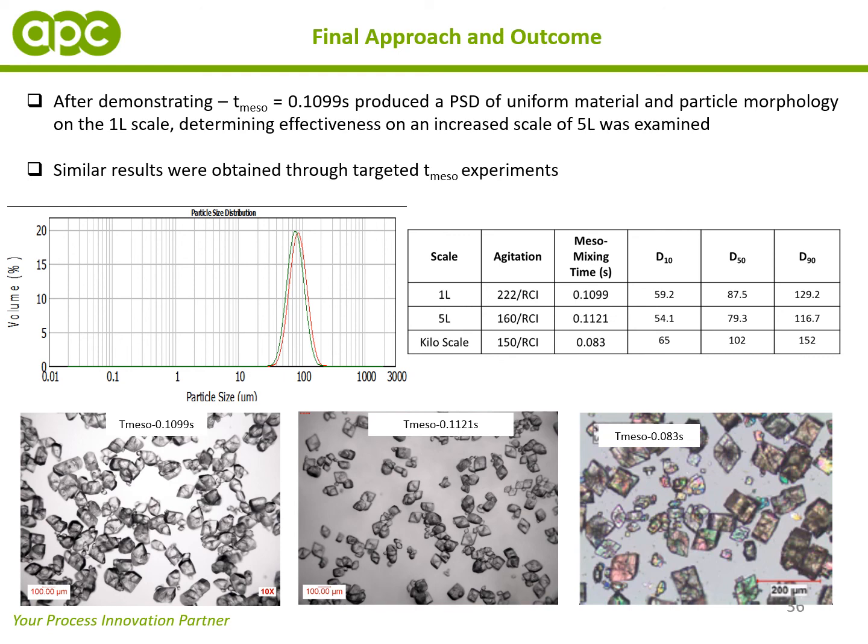So even though the overall particle size is slightly changing, the general population is very, very uniform, and there was no evidence of the needle morphology precipitating initially. So it was the recommendation to scale up based on targeted meso mixing time in order to deliver that uniform population of particles, which is what was desired.